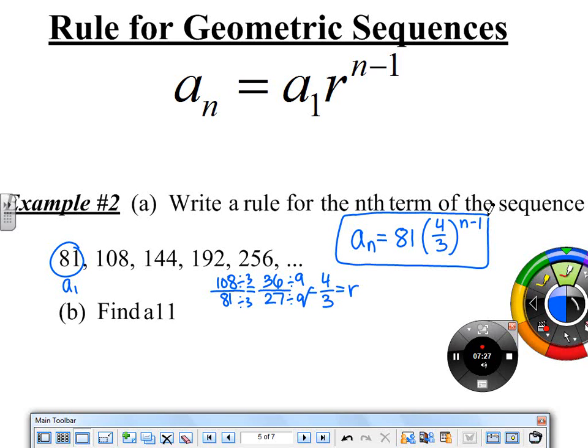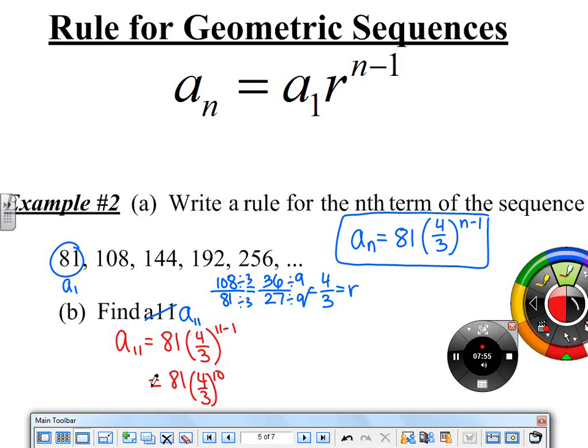So in part B here, it says to find A11. Sorry, this should be written more like A11 with a subscript. This software just doesn't do subscripts well. So what I'm going to do then is take my rule and plug in 11. So to find A11, I'm going to do 81 times 4/3 to the 11 minus 1 power, or 81 times 4/3 to the 10th power.